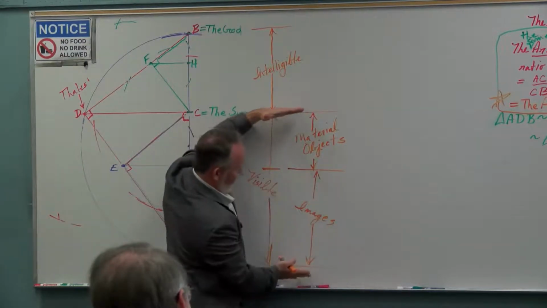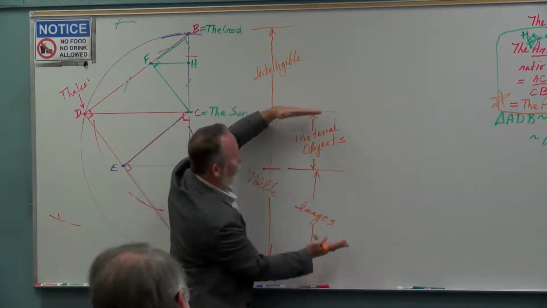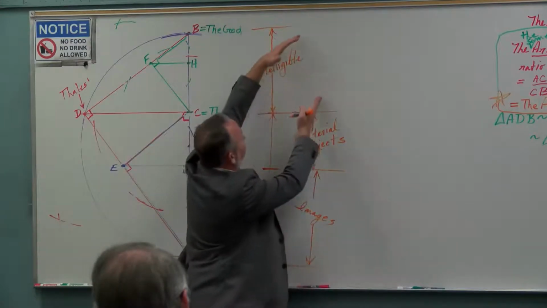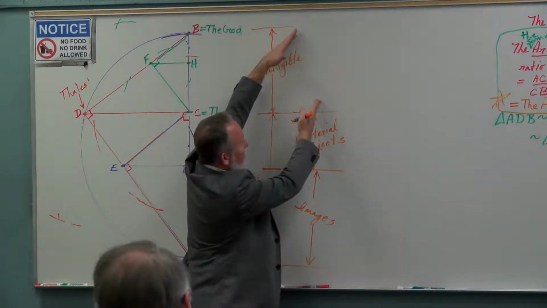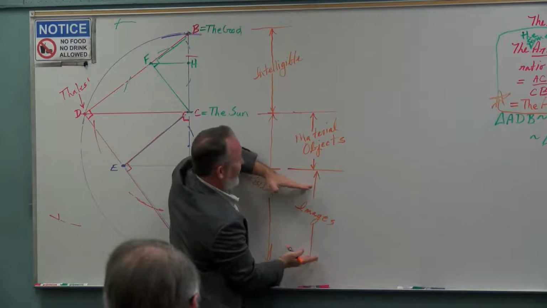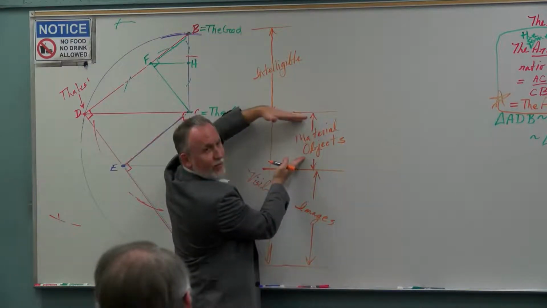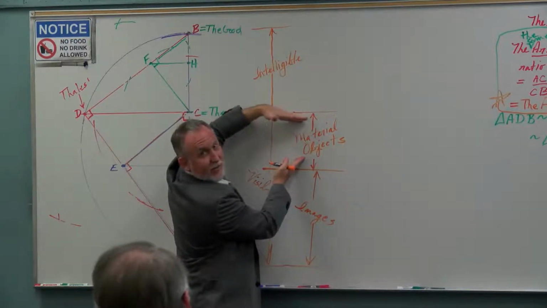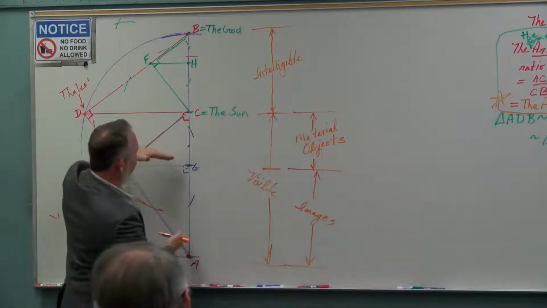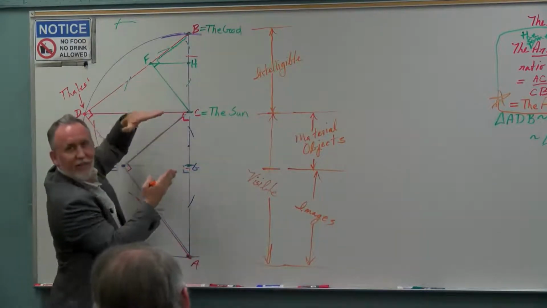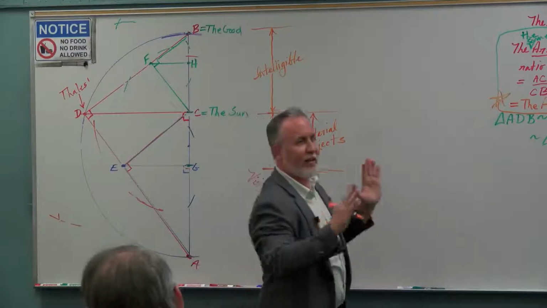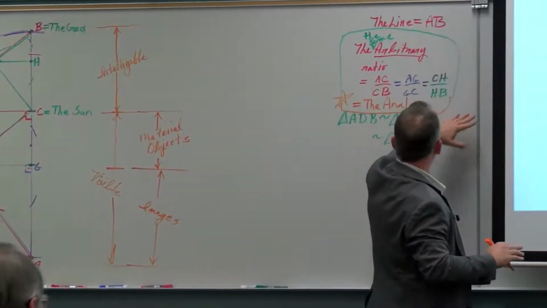So he calls this the opinable, what is of opinion. This is knowable, images, and the things of which they are images. And it's on this proportion of the divided line. They're all in the same proportionality, so that we get this.